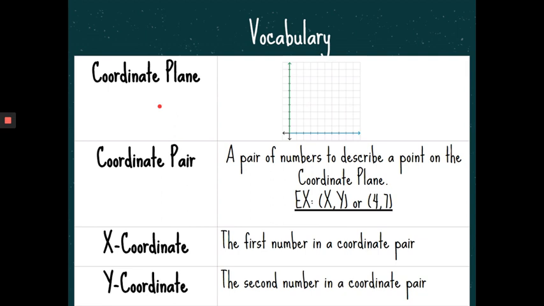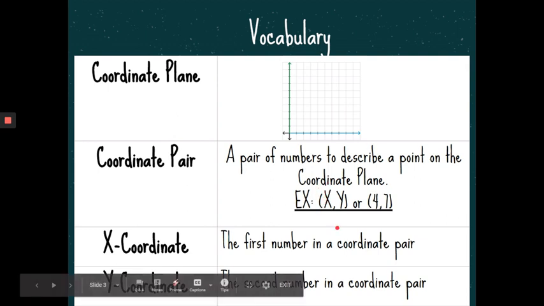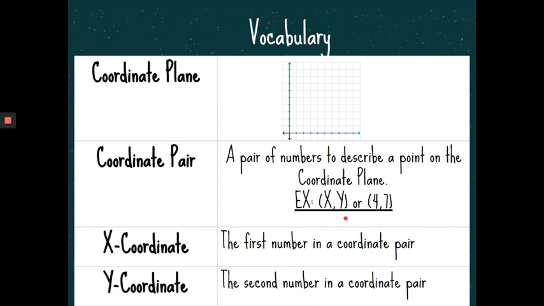Our next vocabulary word is coordinate pair. This is exactly what it is: a pair of numbers to describe a point on the coordinate plane. You would see it written as parentheses, X, comma, Y, in parentheses. This is our reference using the letters of the lines, and this is what it looks like with numbers.